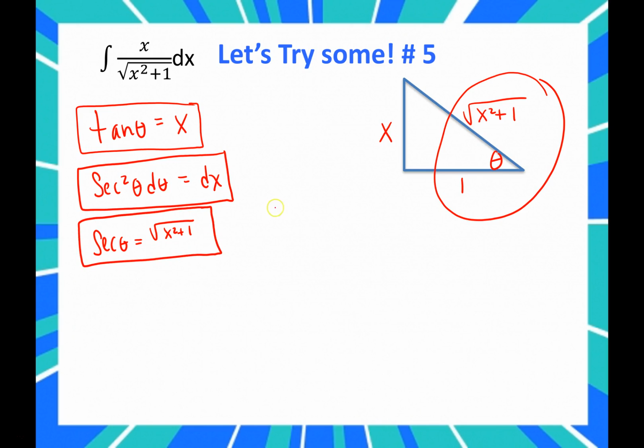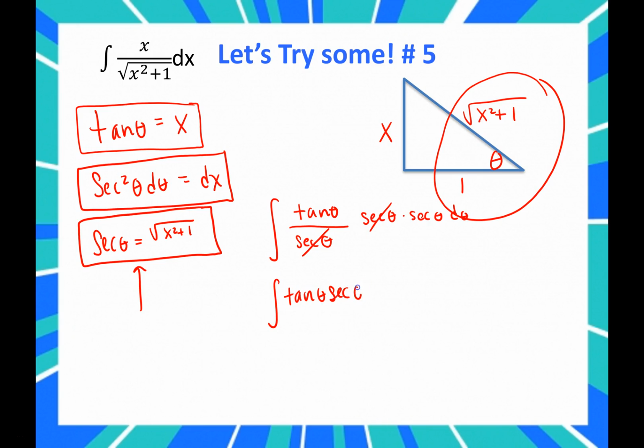So this is going to be the integral of x, which in this case is tan theta. And then it's going to be divided by square root of x squared plus 1, which is a secant theta. That came from right here. And then my dx is a secant squared theta, which I'm going to write as secant theta times secant theta, and then I've got my d theta. So here I've got my secant theta and my secant theta canceling. So I'm left with the integral of tan theta secant theta.